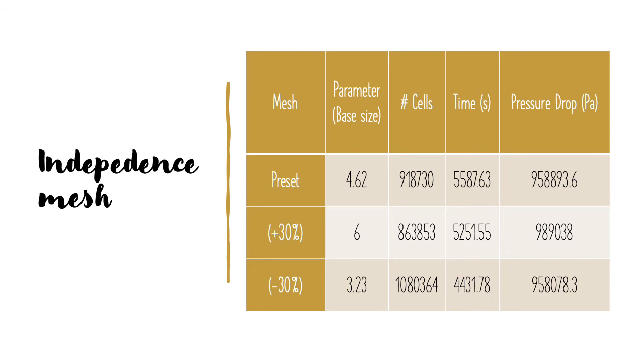It shows that when the base size is bigger than the preset mesh, the number of cells decreases, which is good because it requires less time of iteration, but the pressure drop increases. When the base size is shorter, the opposite happens. Consequently, it is preferred to use the preset mesh for future simulations because it has an average number of cells and requires an average time of iteration.